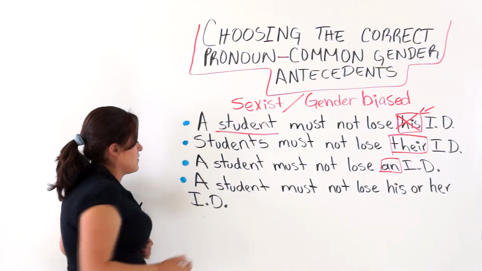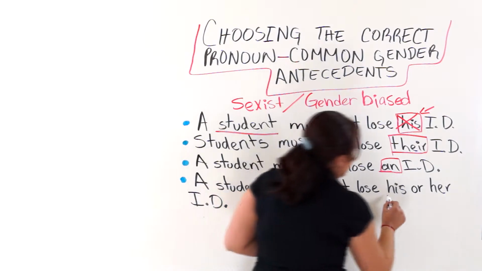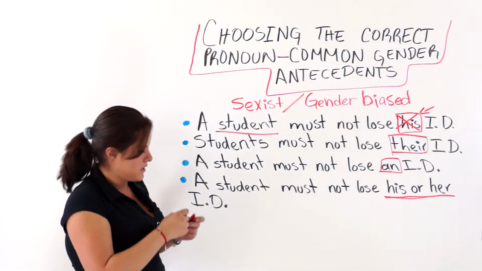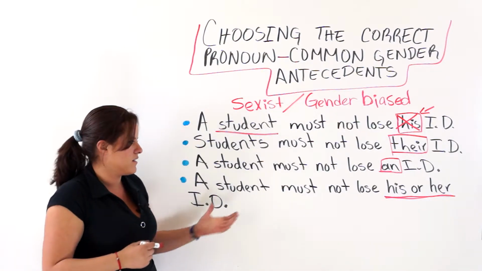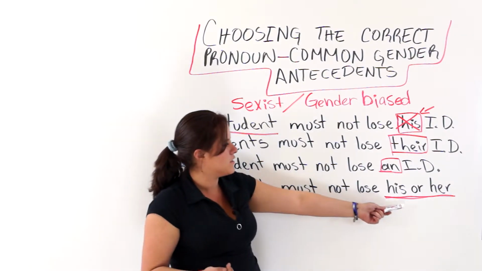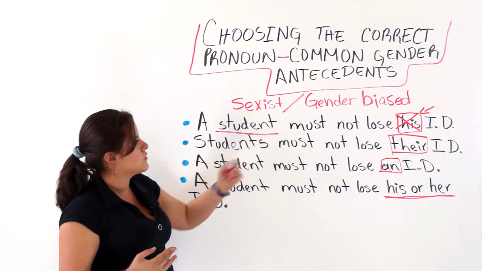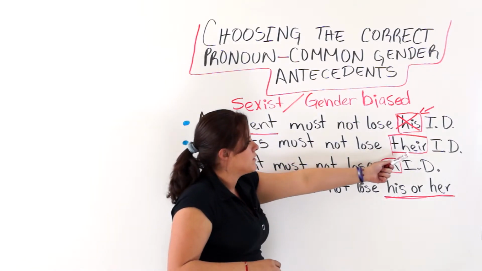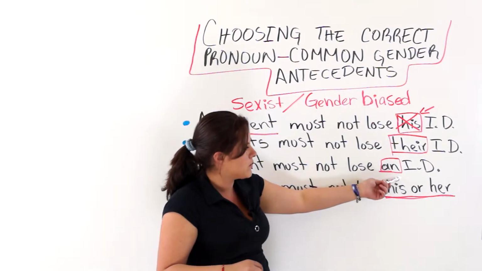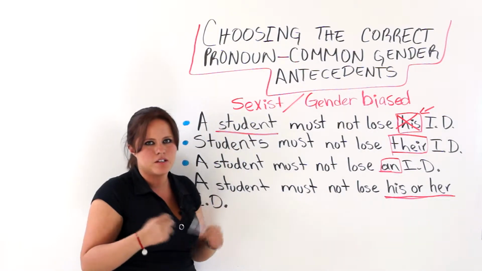And the last one says, a student must not lose his or her ID. His or her. Some people do that as well, but it becomes clumsy and it has a lot of words. So you should avoid this kind of correction. For example, I would recommend you to just simply pluralize the pronoun. That would be the best way. Or use an article. But this way is clumsy. It looks kind of grotesque.